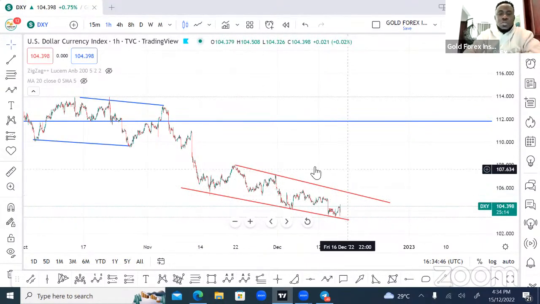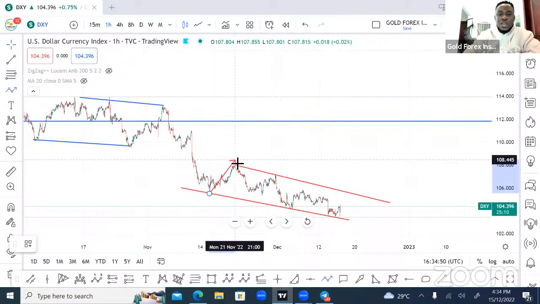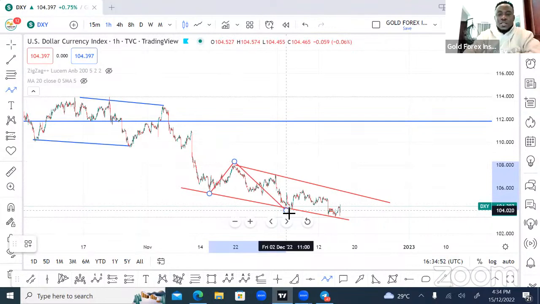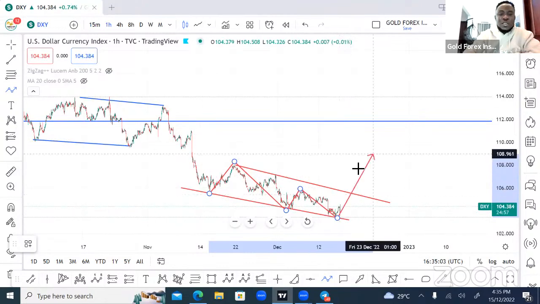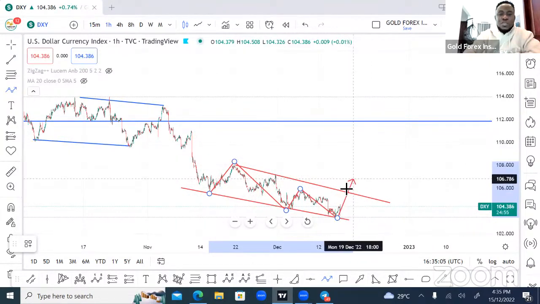Okay. So at this point, it's forming an ending diagonal here. You can see that it's forming an ending diagonal, right? So I'm waiting for a break of this leg. Okay, I'm waiting for a break.